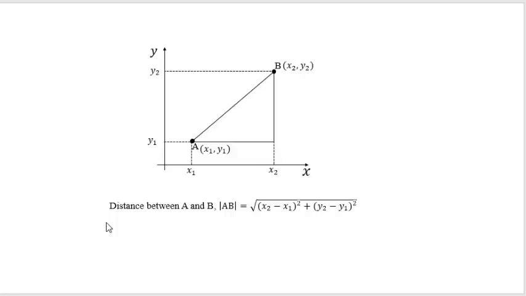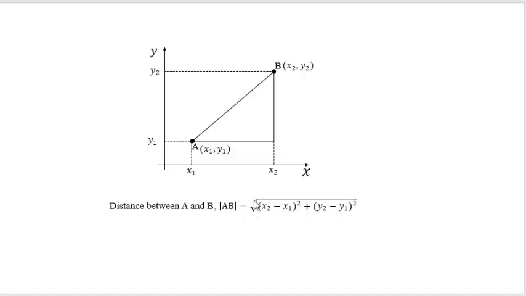Now let's come to know how we can calculate the distance between the 2 points. On this diagram, the points are A and B. We are just going to look at the distance between these 2 points, AB. Mathematically, when we see AB in absolute bars, it means we have to find the distance or the length AB.